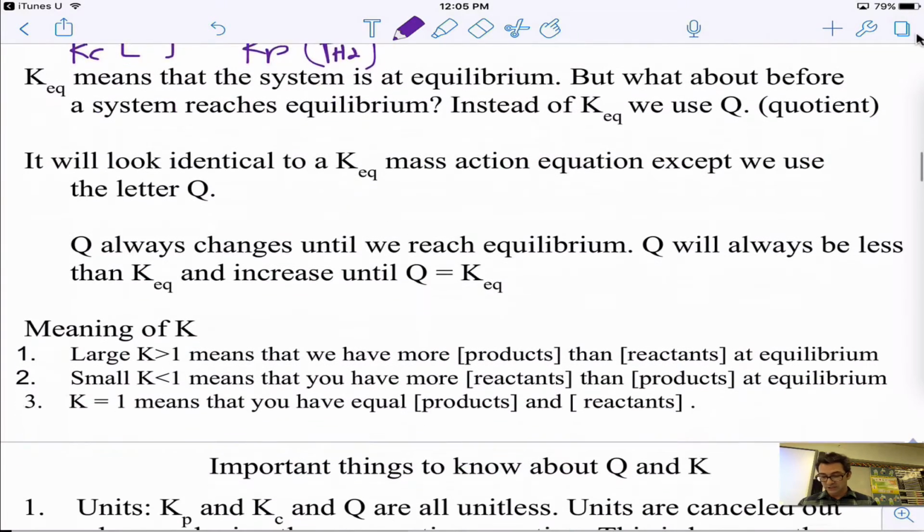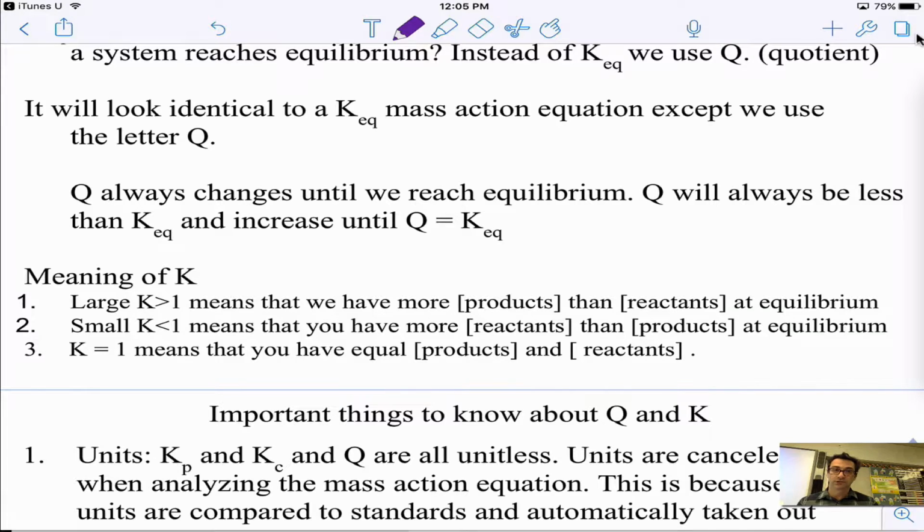Also remember that KEQ and Q will look identical until Q equals K. Now, the meaning of K, and some important things about K that I'll talk to on the next slide. If K is really large, you might remember, products are going to be greater than reactants. We're going to have a greater concentration of products than reactants, greater pressure than reactants. If K is really small, less than 1, it means that the reactants are favored, and the reactant concentration will be greater than products. If K is equal to 1, then this is a rare situation where products equal reactants.